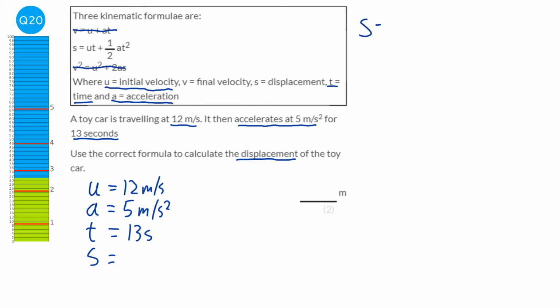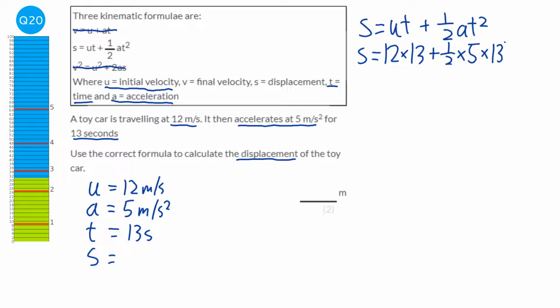So let's write that out. S equals ut plus half at squared. Now we're looking for S, and u is 12 and t is 13. So 12 times 13 plus half times the a, which is 5, times 13 squared. Put that into a calculator and you get 578.5. So it's going to be 578.5 meters.